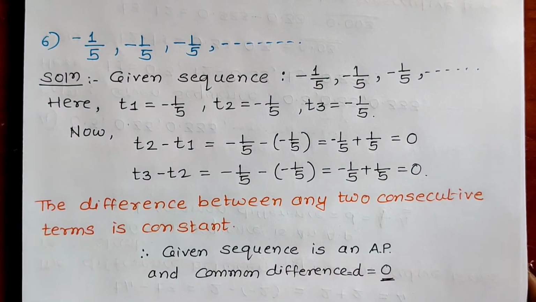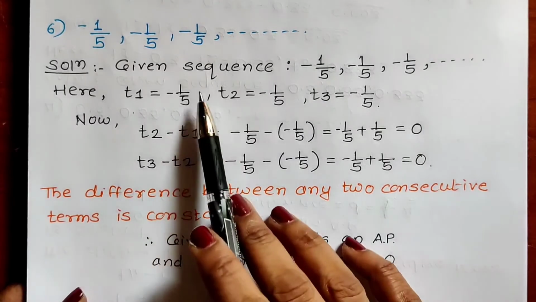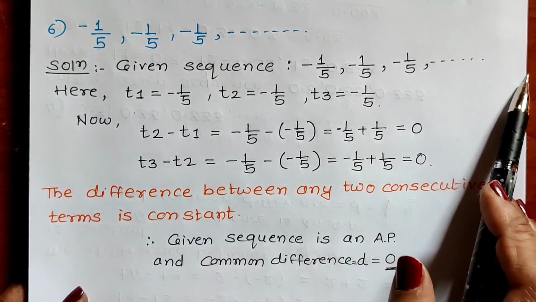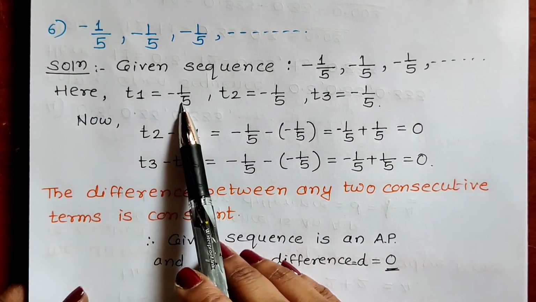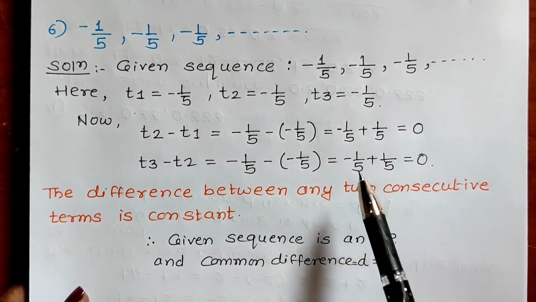Here I have written the solution. Given sequence: minus 1 upon 5, minus 1 upon 5, minus 1 upon 5 and so on, infinite. Write the first term t1 is equal to minus 1 upon 5, t2 is minus 1 upon 5, t3 is also minus 1 upon 5.